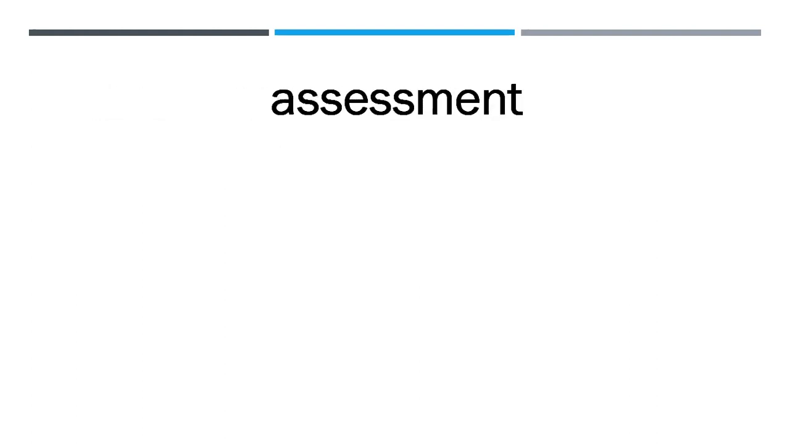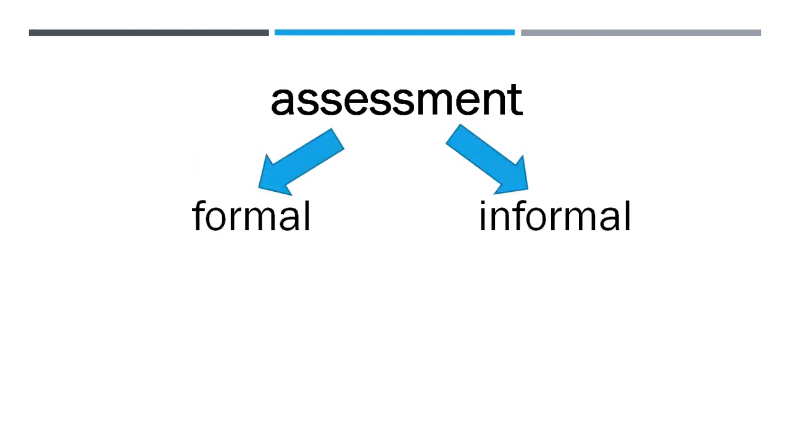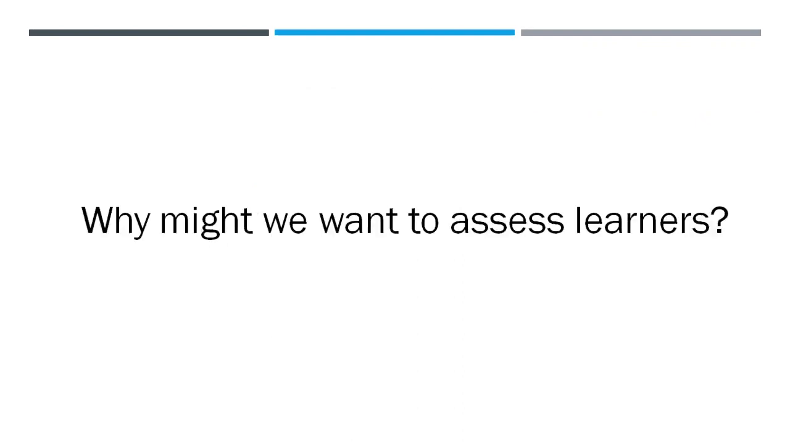We can assess learners informally or formally. Informal assessment is when we observe learners to see how well they are doing something and then give them comments on their performance. And formal assessment is when we assess learners through tests or exams and give their work a mark or a grade.